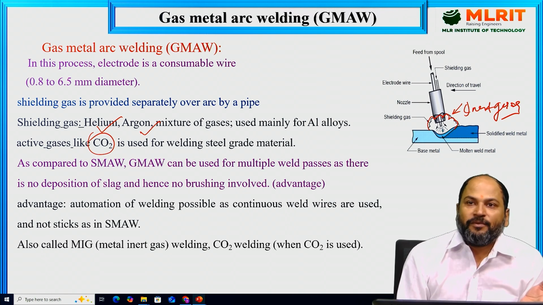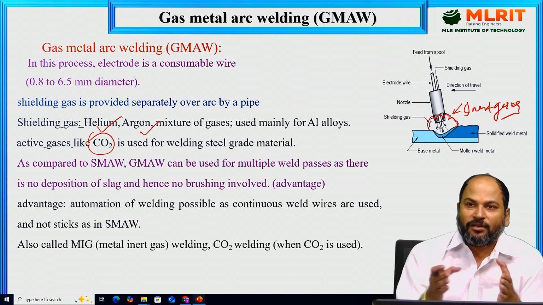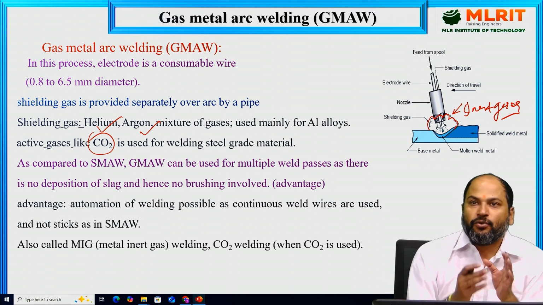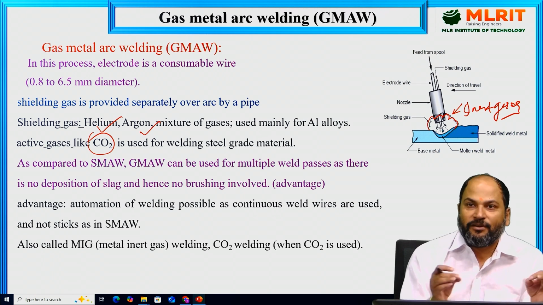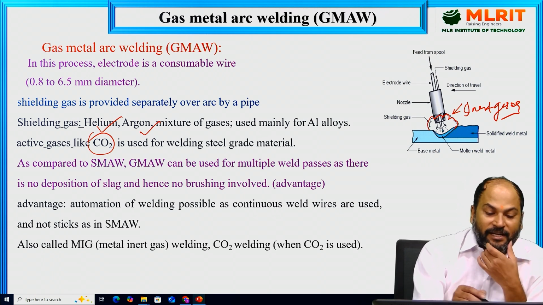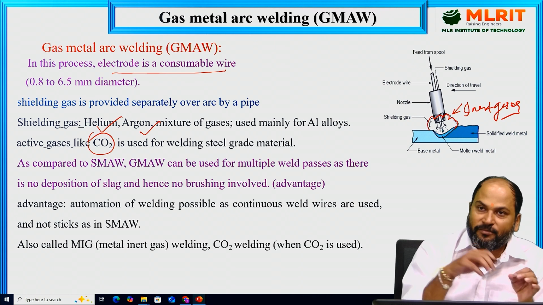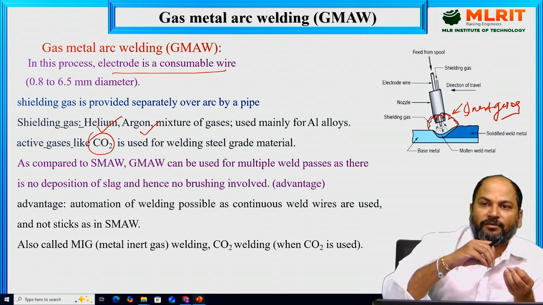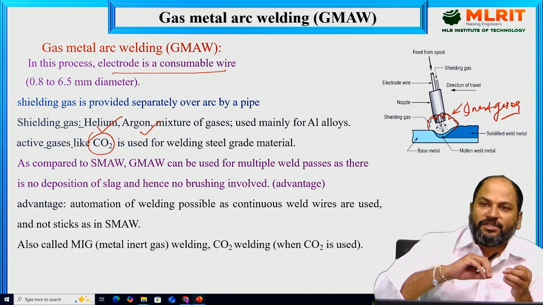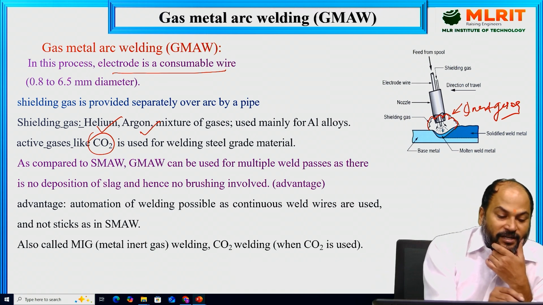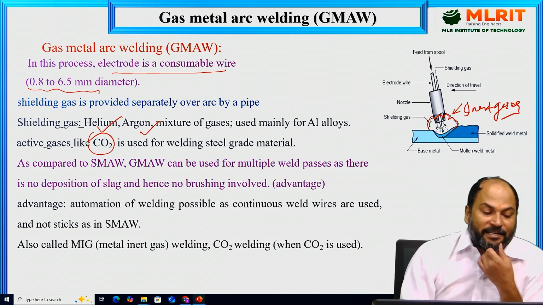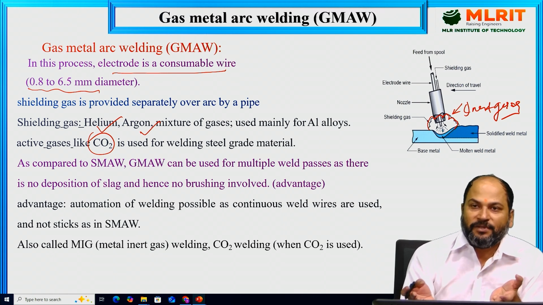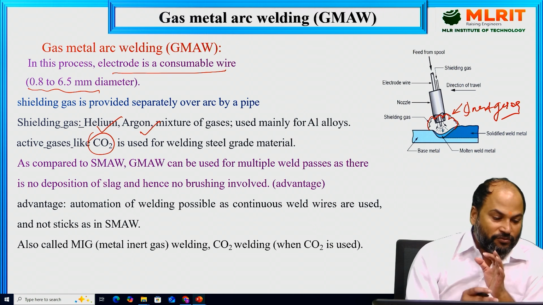Now the question is which particular inert gas, or mixture of gases, we are going to use to shield this area. That depends totally on what material we are going to weld. In this process, the electrode is consumable, which means it will be melted, deposited, and mixed in the area where we are doing the welding, and continuously we have to change it. What is the diameter? Generally, its diameter lies between 0.8 and 6.5 mm. Depending on the material we are going to weld, we have to choose the electrode.